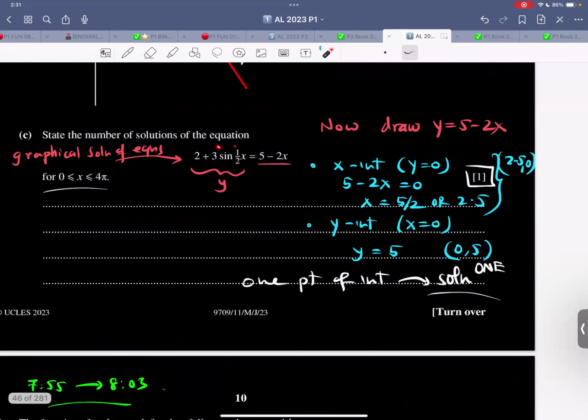State the number of solutions of this equation. So now this is related with O-level maths graphical solution of equations. 2 plus 3 sine half x, this is what you have drawn. Replace this with y, 5 minus 2x. Draw the line 5 minus 2x. Find the x-intercept, find the y-intercept, just join. One other point, if you want to, you can. Some people prefer to draw up a table. Any which way, draw the line.